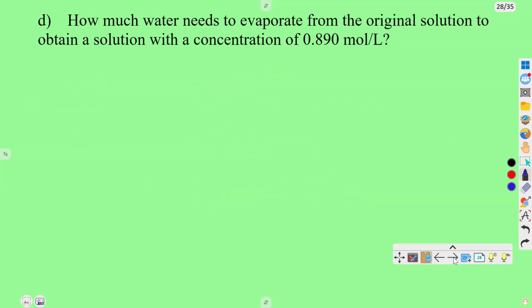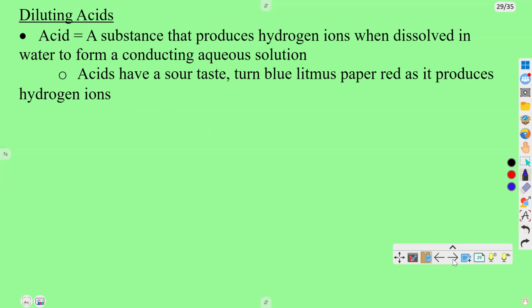And then again, this one: how much water needs to evaporate from the original solution to get a concentration of 0.890? So again, we're looking for the volume of water removed, which means you're going to have to find the final volume, and you're going to subtract that from the initial volume. I'm going to let you guys do that one on your own. We'll probably go through it in class, but give it a try on your own if you missed class or whatever, and then come and see me about it the next day.